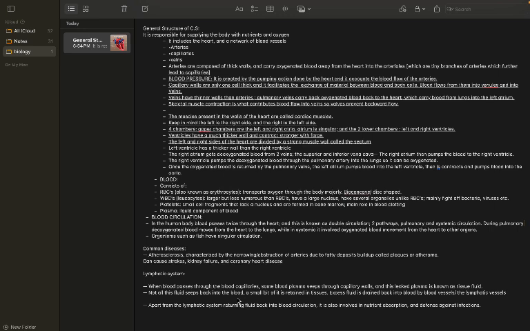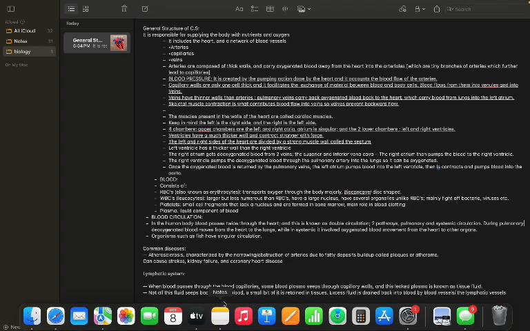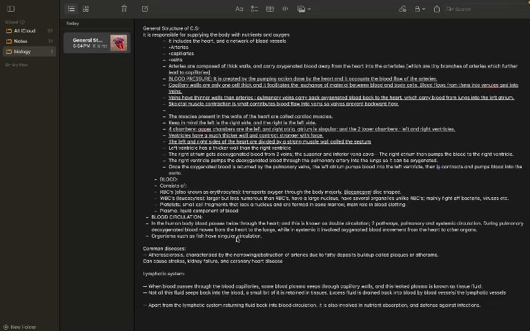The lymphatic system. This is just a quick note because there's not much to say about it. When blood passes through the blood capillaries, some blood plasma seeps through capillary walls. This leaked plasma, the one that leaks from the capillary walls, is known as tissue fluid. Now, not all of it goes back into the blood, but a small bit of it is retained in tissues.